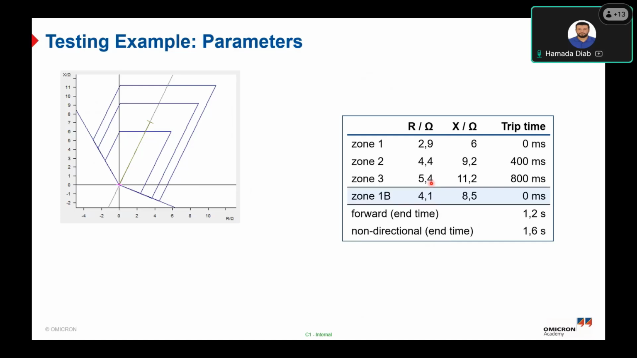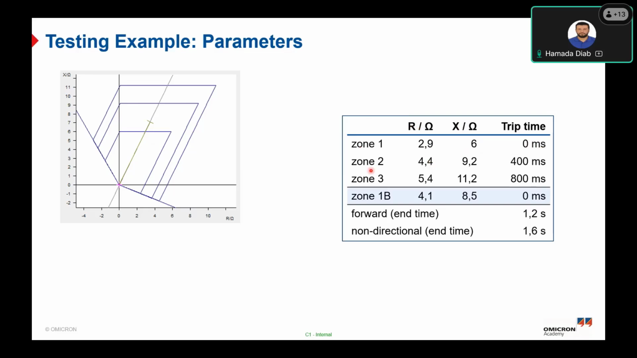Now we will take an example in numbers just to be clear for everyone. We have 3 zones. Here are the directional lines, represented in the R and X plane. For example, Z1: the R value is 2.9 ohm and the X is 6 ohm, and the trip time is 0 milliseconds. But you will not have exactly 0 milliseconds because you have to take into consideration the internal processing time of the protection relay, which can be around 30 milliseconds.